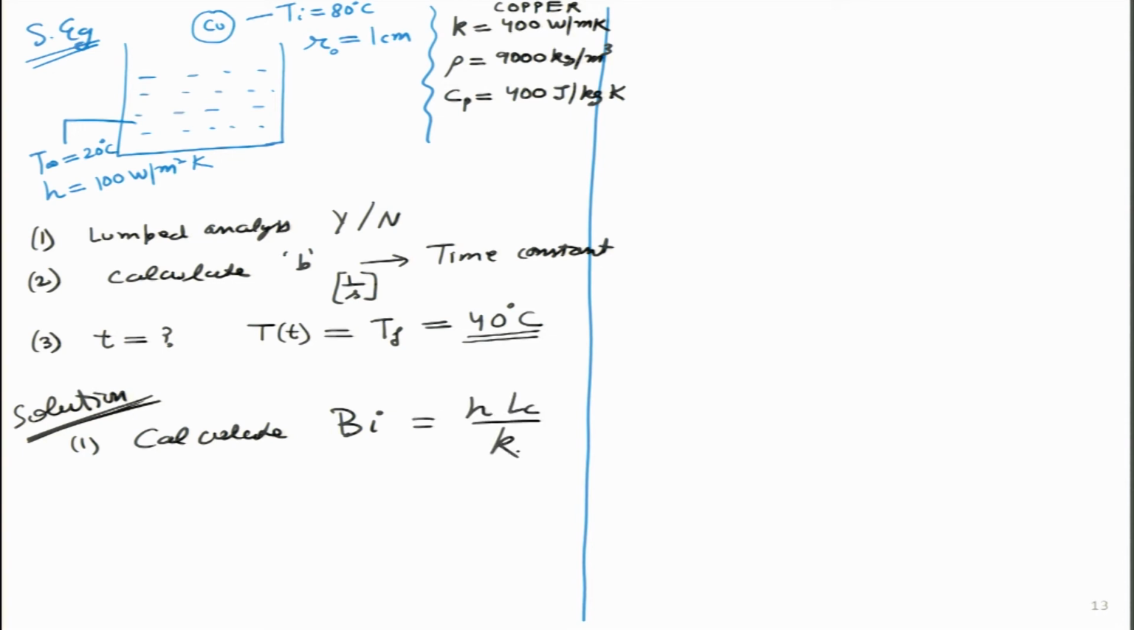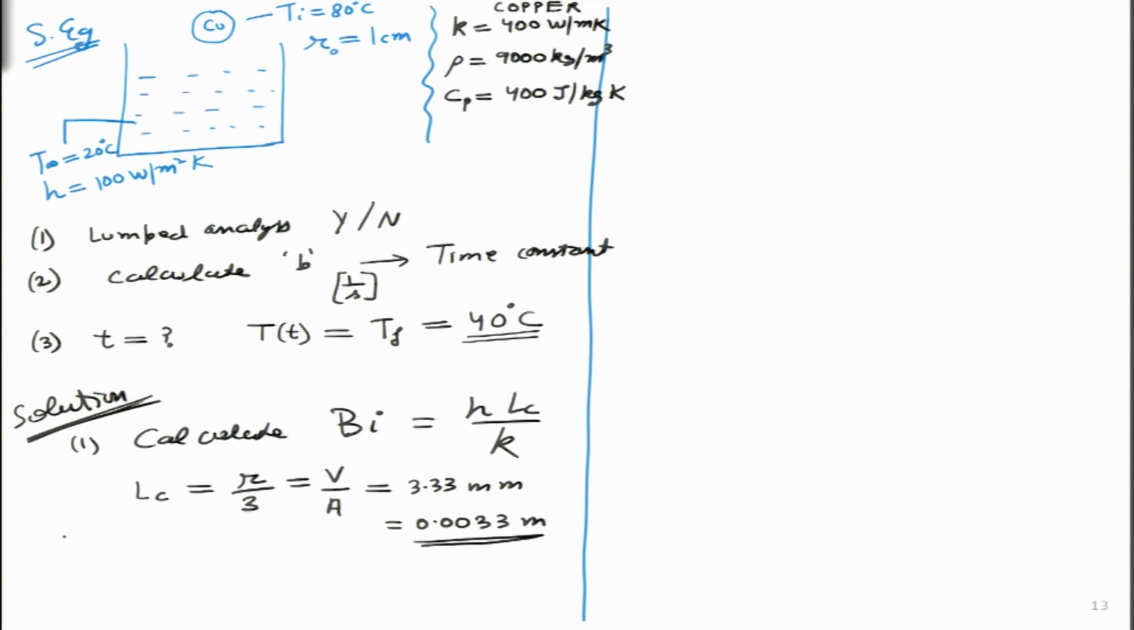All values are known to me. The only thing I will calculate is Lc, which for the case of a sphere, if we remember, was R by 3. We do not even have to remember it; always analyze it in this form, that it is the total volume of the body divided by its surface area. So, R by 3 here turns out to be 1/3 of a centimeter, which is 3.33 millimeters, and I can write it in decimal places as 0.0033 meters.